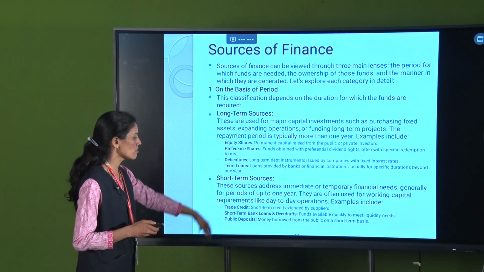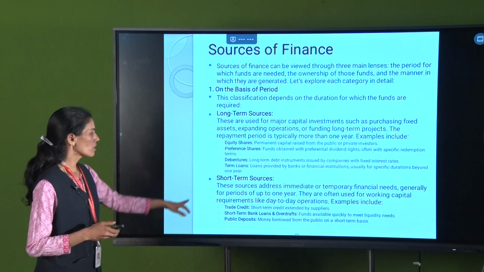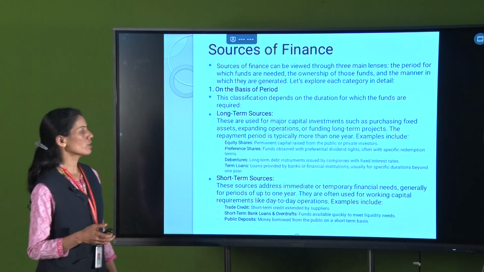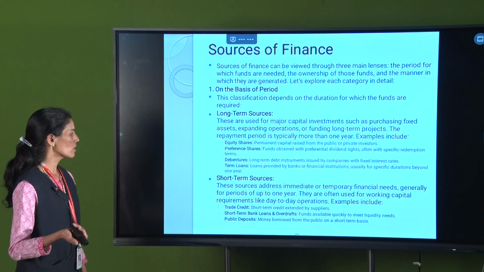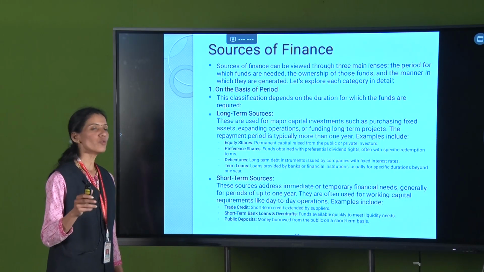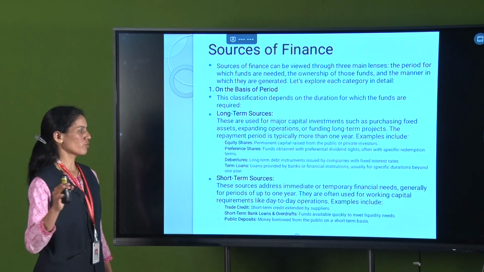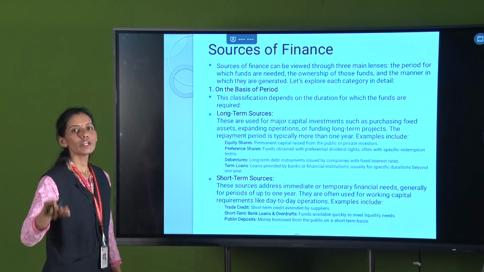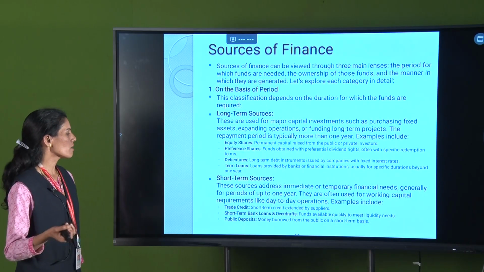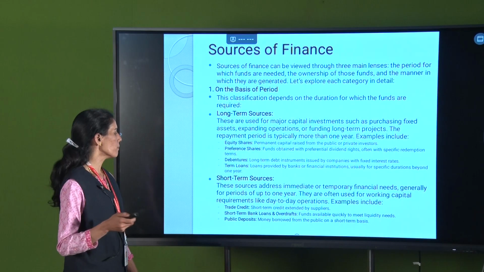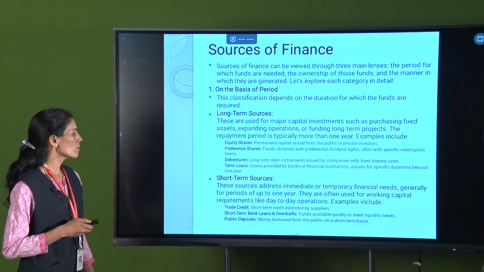After that, the second one is short term sources. These sources address immediate or temporary financial needs, generally for a period of up to 1 year. They are often used for working capital requirements like day-to-day operations. For example, trade credit, short-term bank loans, overdraft, and public deposit.